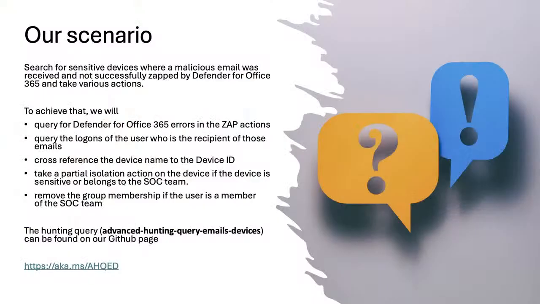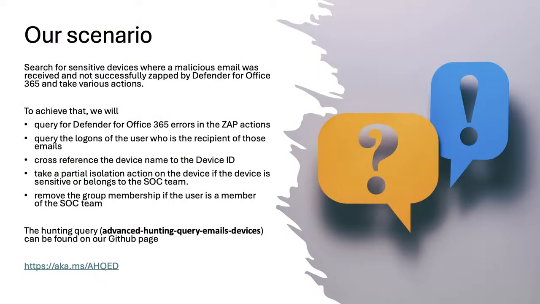Okay. So before we get there, I think we wanted to have a look at what is our scenario. Yes. To summarize it for everyone. So I think we want to search for sensitive devices, and whatever that is for every organization. You might have devices that have very sensitive data on it or something, or used by administrators or whatever, or executives, where a malicious email was received that was not successfully zapped by Defender for Office 365, and then decide to take various actions on the devices or users that we found. That's right? Yes, that's right.